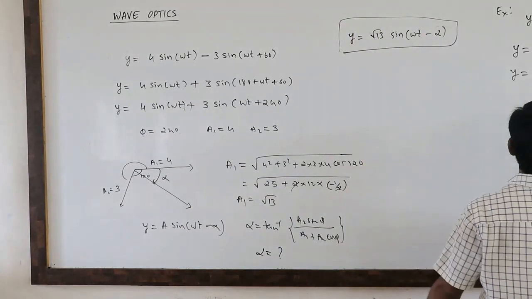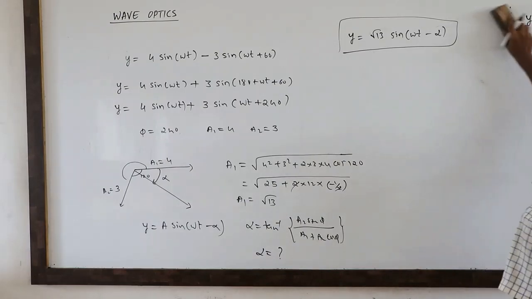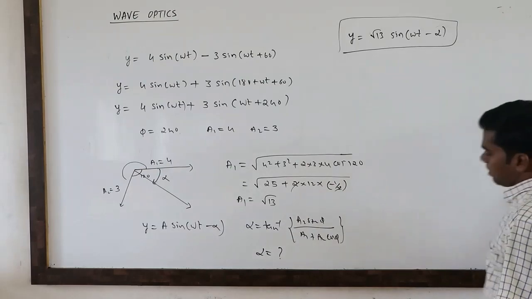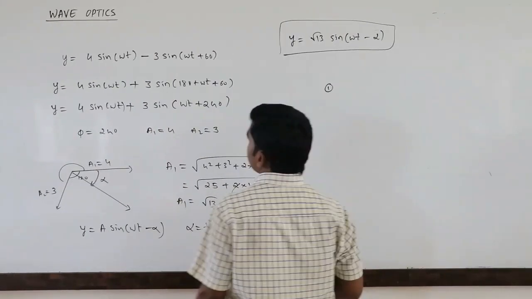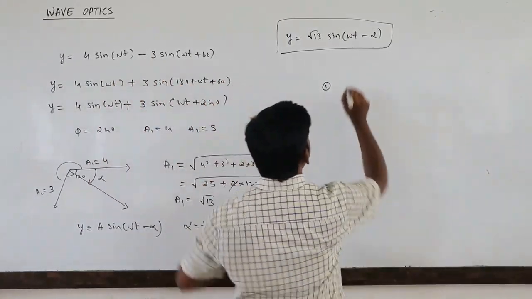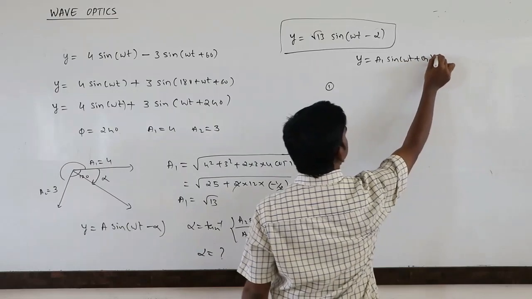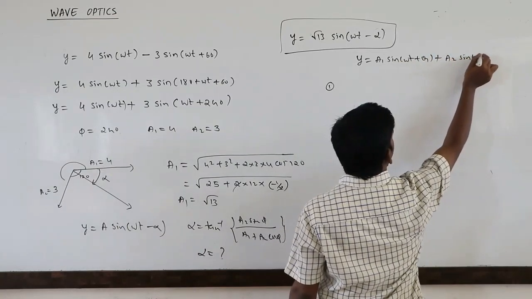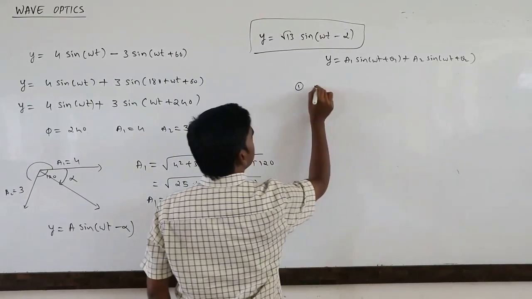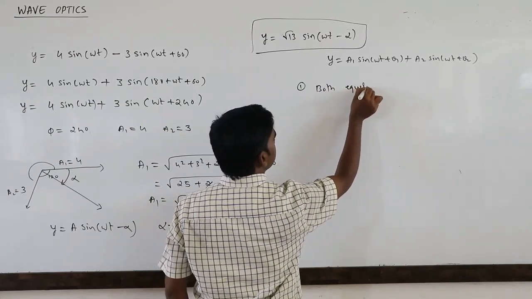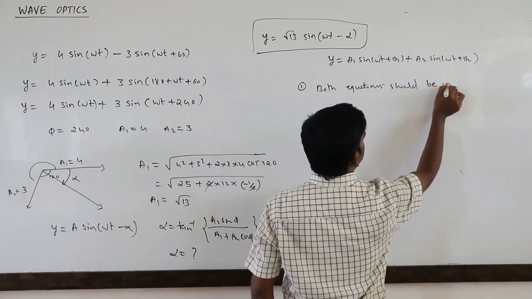So in all three problems we have taken a slightly different formula each time. So I will write the steps I have to follow. The first step: if I take the standard equation y equals a1 sin omega t plus theta 1 plus a2 sin omega t plus theta 2, both the waves, so both equations, should be in sine form.